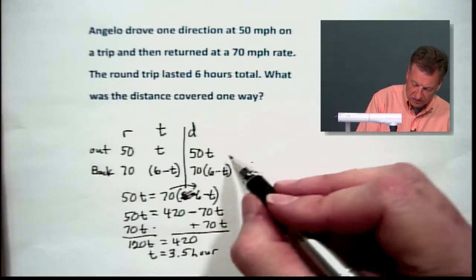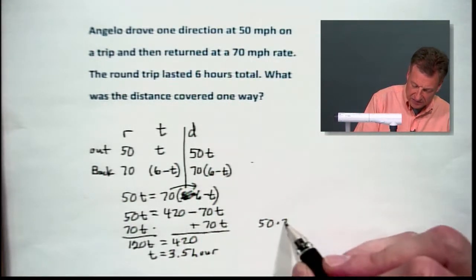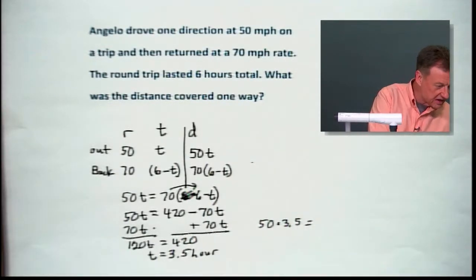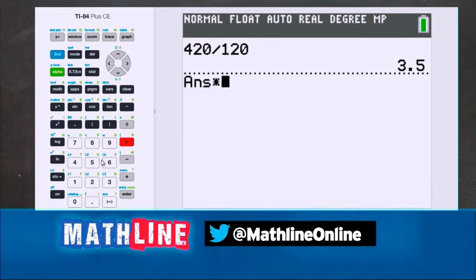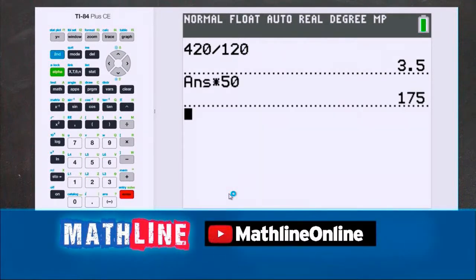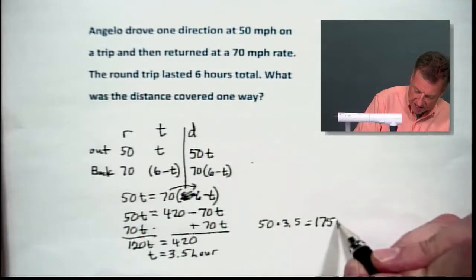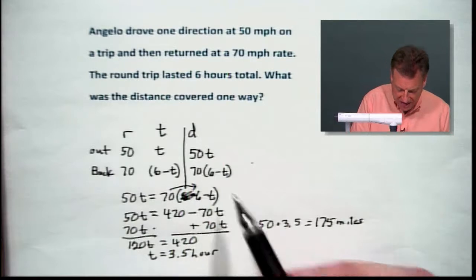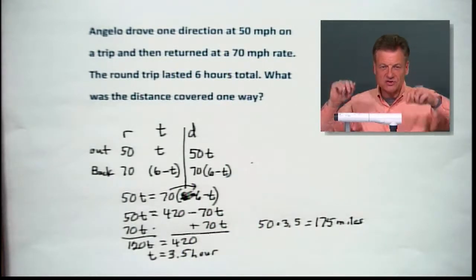Let's go right here. 50 times 3.5. Real quickly, let's take that 3.5 and multiply it by 50. We're going to gun this right down to the wire. 175, that's how long that trip is. And you can check it back over here, 70 times 2.5 is also going to give you 175. There you have it, folks. That's your storyline today. I hope it was good for you. I enjoyed it. We'll see you next time.